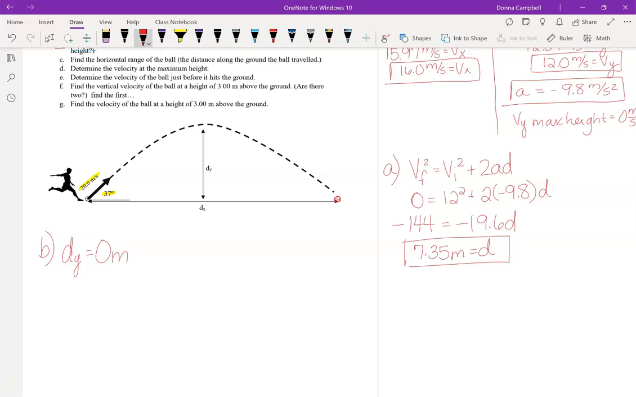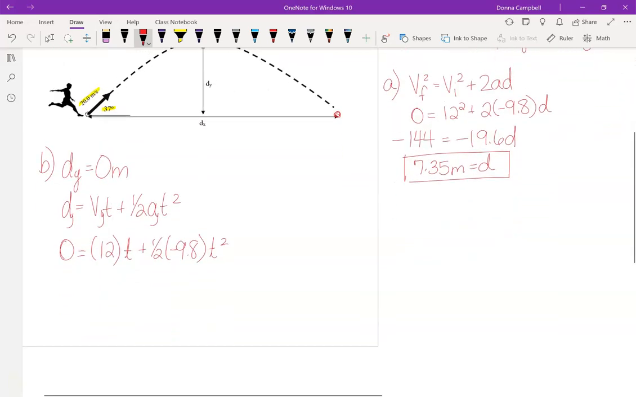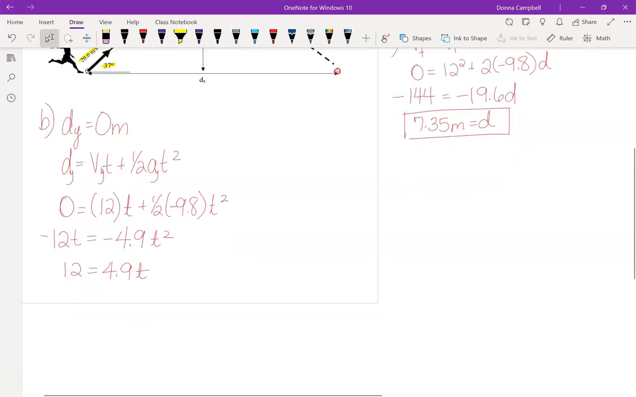So let's see. Probably d equals v_i t plus 1/2 a t squared. Now this is all y stuff, so put my y's in here. 0 equals velocity in the y, which is 12, times time, plus 1/2 times negative 9.8 t squared. So 2.45 seconds. And that is the total time of the movement.